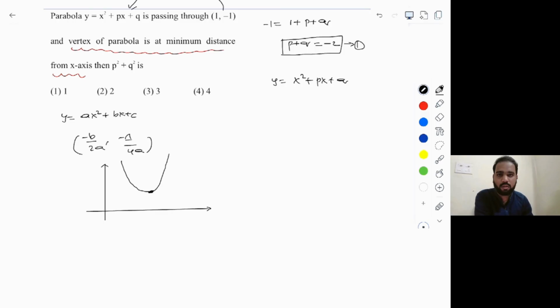Now the main thing you have to understand here is that the distance of the vertex from the x-axis is going to be this here in the diagram. This is going to be your distance, right? That is nothing but the y coordinate actually, which is -delta/4a. The first thing, let's try to calculate that distance from the x-axis.